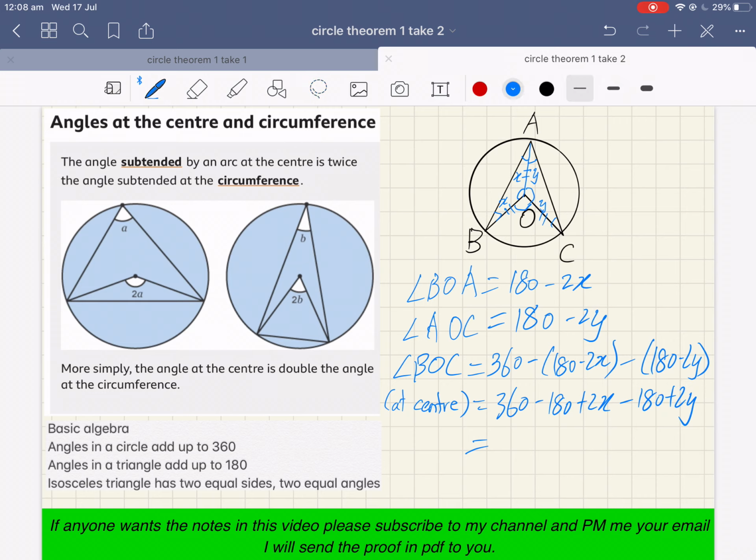Now let's simplify that. 360 take away 180, take away another 180, that will cancel out, which will leave you with 2x plus 2y. And if we factorize that, take the 2 out, it will become 2 bracket x plus y. Now what is x plus y in this case? If we look up here, in fact it's the angle BAC, so it is 2 times the angle BAC, which is the angle at the circumference, which concludes our proof.